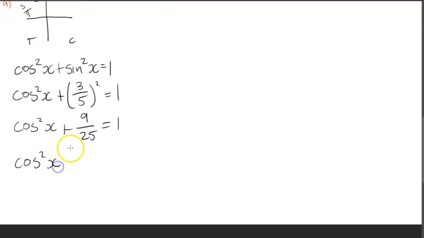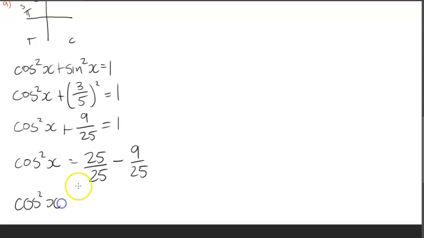Algebraically, we are going to subtract 9 over 25 from both sides. So this is going to equal 25 over 25, so that's our 1, subtract 9 over 25. I did this because 25 over 25 is the same as 1, and we want our denominators to be the same. Generally, you can go from this step straight to this step here, but if you struggle with your fractions, you're more than welcome to do this. 25 take 9 is 16 over 25.